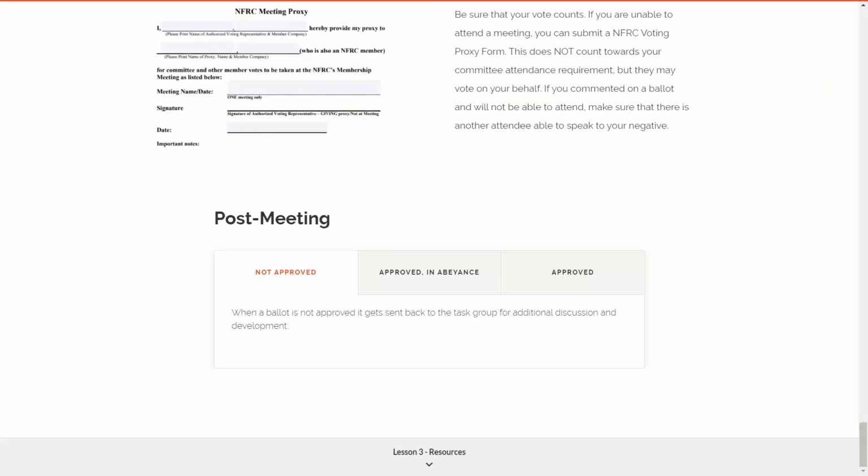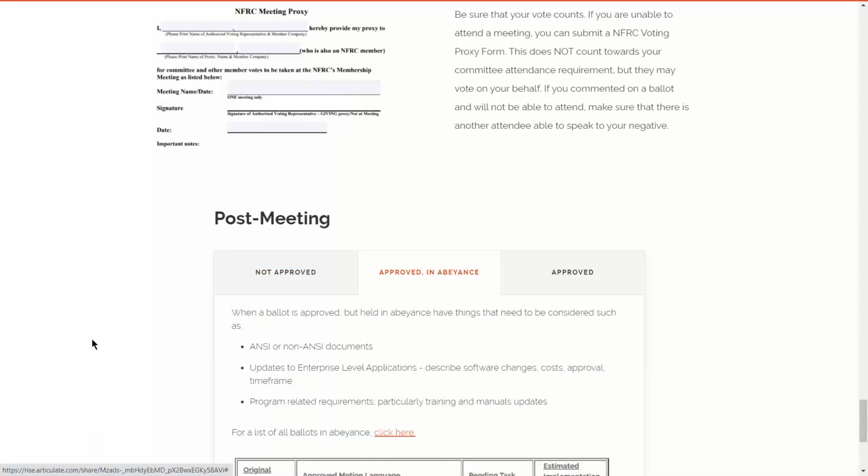Now, the handling of the ballots does not stop once the meeting ends, as there are some post-meeting tasks that we have to wrap up. When a ballot is not approved, which usually occurs with a passed substantive or persuasive motion, the ballot goes back to the task group for additional discussion and development. I do want to stress something important that I mentioned earlier. Having subject matter experts attend task group calls can really help support this endeavor. So if your negative happens to be responsible for sending a ballot back, please try to attend those task group calls to assist in the development of the next ballot.